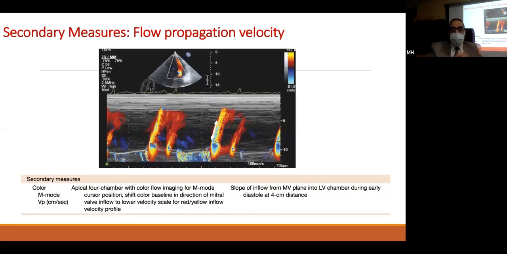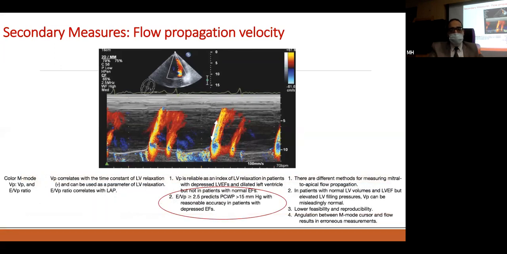There are also other variables like the color M mode flow propagation velocity. In the apical four chamber, you put the color and you put M mode across it. So this is color M mode. Here you measure the slope from the mitral valve to 4 centimeters later, and you will see this slope. They divide the mitral E velocity by this color flow propagation velocity, and it could be an indicator, but actually we don't use this in our clinical practice.